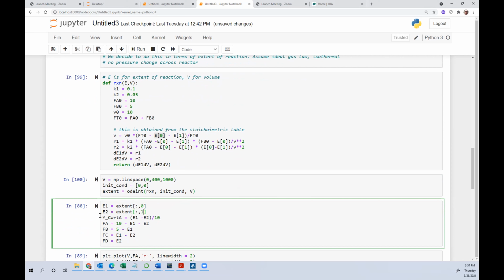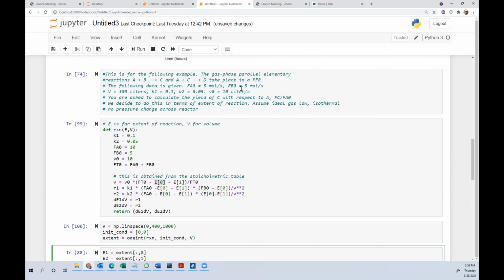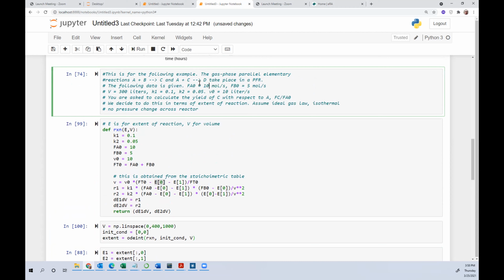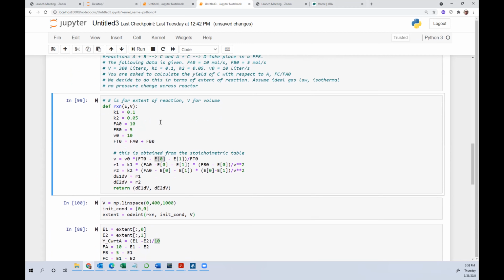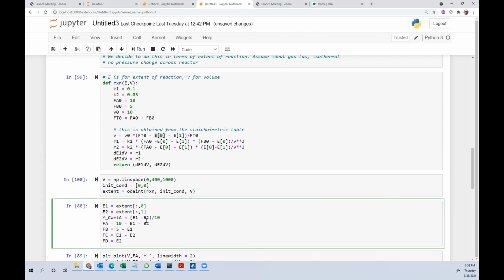So you get that. Yield of C with respect to A, that was asked, is how much C is made, which is eta 1 minus eta 2 divided by initial number of moles of A, which is 10 moles per second. So 10 mole per second. So that's why I made a mistake. That should be 10 and this should be 5. Okay. So yeah, and then you can also calculate FA, FB, FC and FD. This is from stoichiometry. This is a stoich table, essentially.